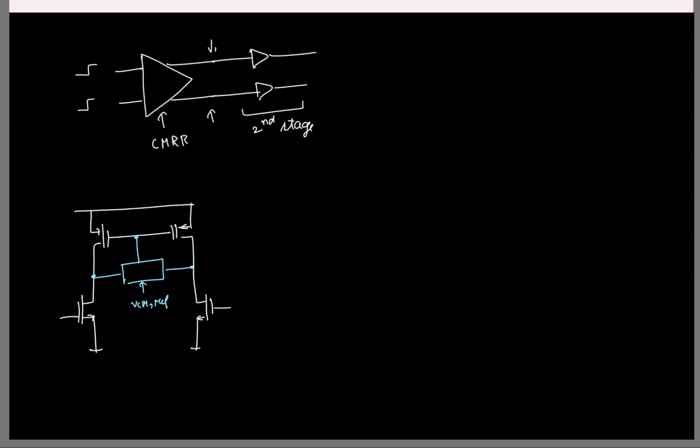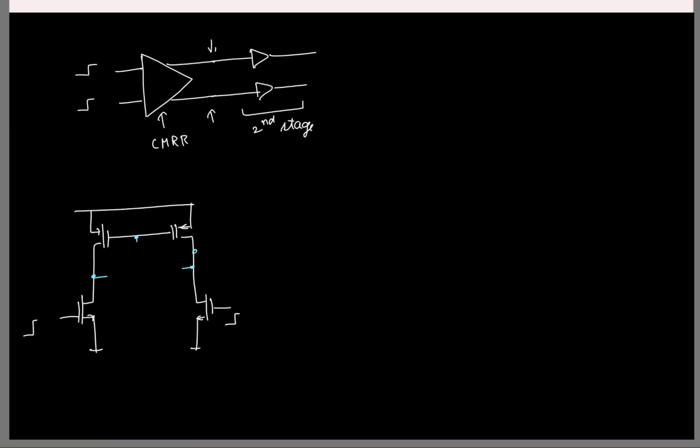Now let us say there is some common mode jump at the input. I know that both the outputs will respond in the same way, right? So what do you think in steady state, what do you think the output common mode will settle to? VCM ref, right?